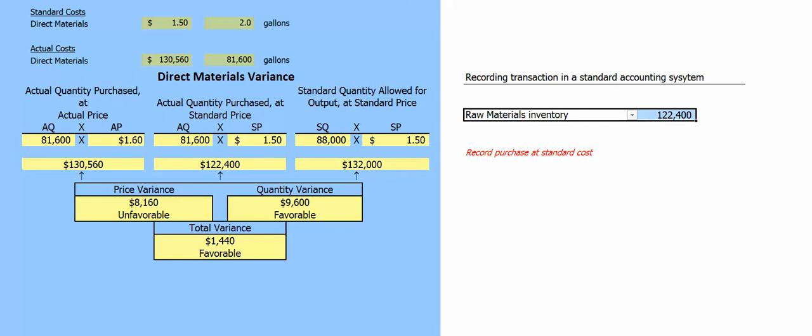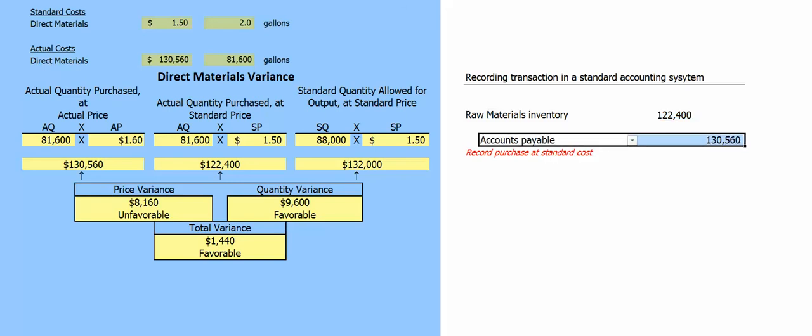But of course, in terms of payment, our vendors are expecting a payment of the actual price, which in this case was $130,560. So we'll need to credit accounts payable for the amount we actually owe our supplier. The difference between the $130,000 and the $122,000 will be recorded as a price variance. In this case, it will be a debit to our materials price variance for $81,160.